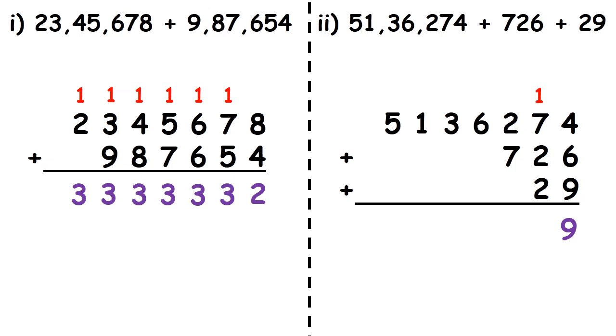Let us now add the second column. 1 plus 7 is 8, 8 plus 2 is 10, 10 plus 2 is 12. Again 1 will be carried and we will write 2. Next, 1 plus 2 plus 7, that is 10. 6 plus 1 is 7 and 3. There is no other number beneath 3, so we will write 3 and 5 and 1 as it is. So the answer which we will get is 51,37,029.